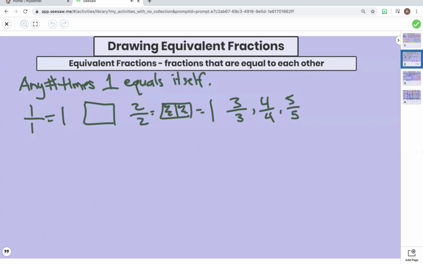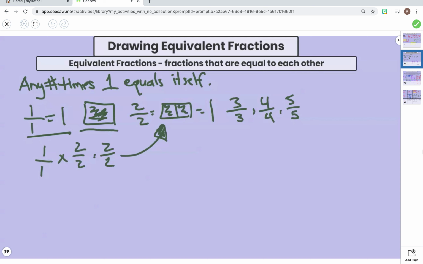Okay? So first off, I started out with 1 whole. That was just the whole thing shaded in. Now, if I take the 1 over 1 and multiply it by 2 over 2, I have 2 over 2, which gets me still 1 whole. Okay, the same thing goes for 3 over 3, 4 over 4. It's always going to be the same for the wholes.